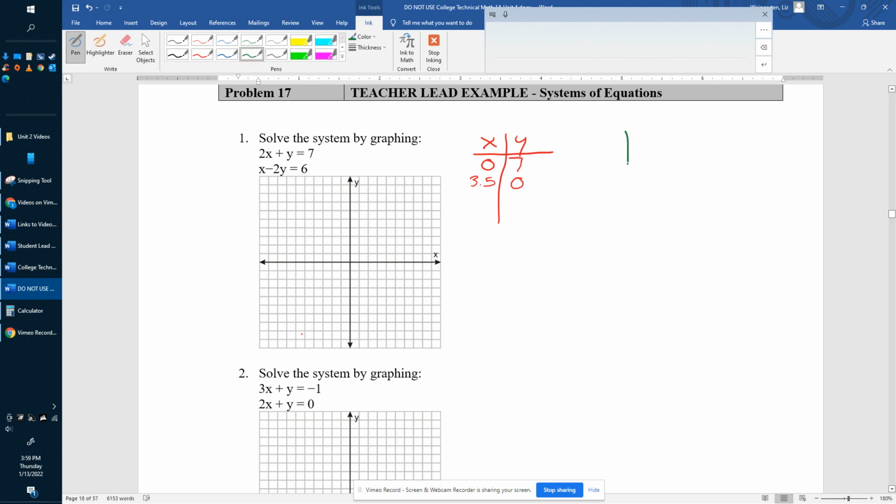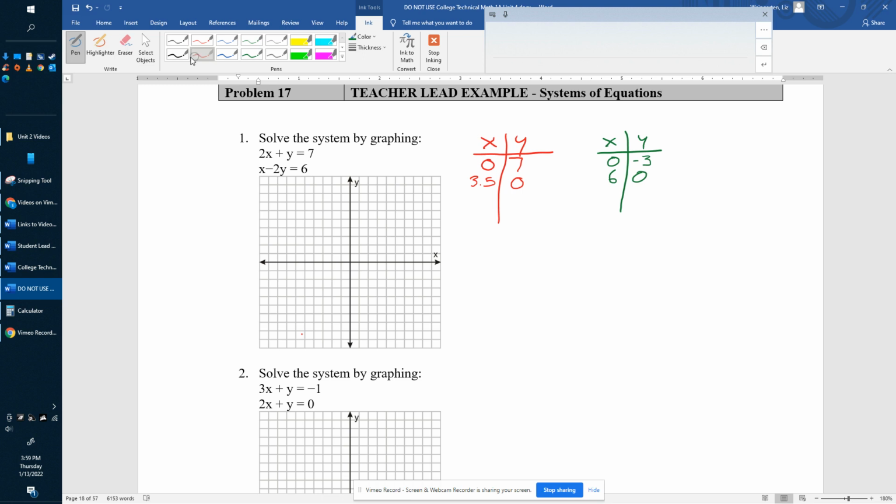We'll look at the other one. We'll do another t-table, x and y. I'm going to do the same thing. X equals 0, I get -2y equals 6, divide both sides by -2, I get y equals -3. If I put in y equals 0, I get x equals 6.